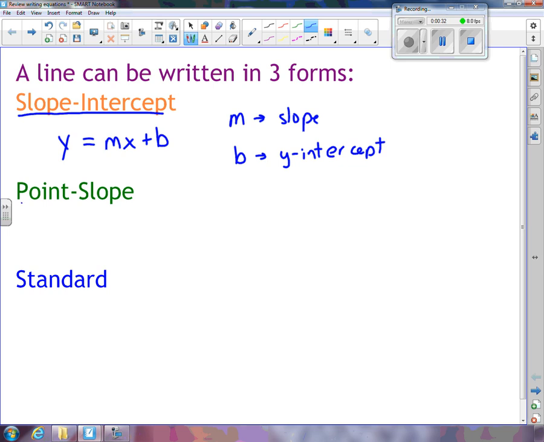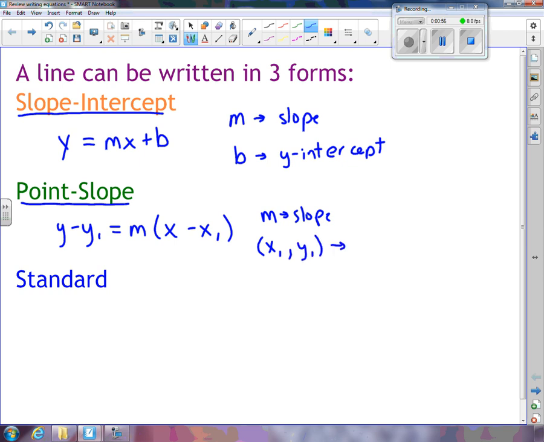The next form of a line, which is often more convenient to get started with, is point-slope. So point-slope just has a point and slope in it. Y minus y1 equals m times x minus x1. So here the m still stands for slope, and x1, y1 is just any point on the line. So if you're given the slope and a point, this form is very convenient to write the equation in.